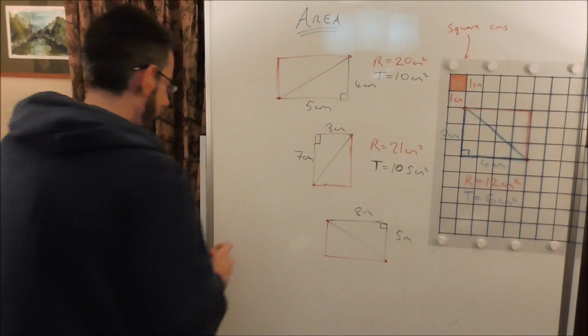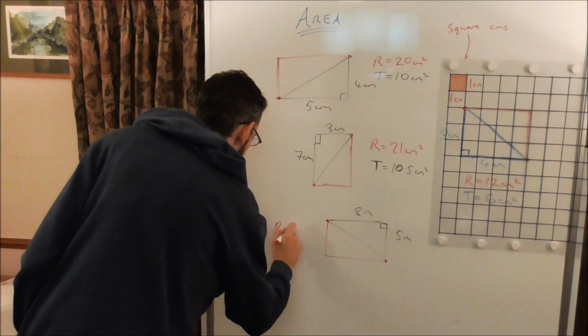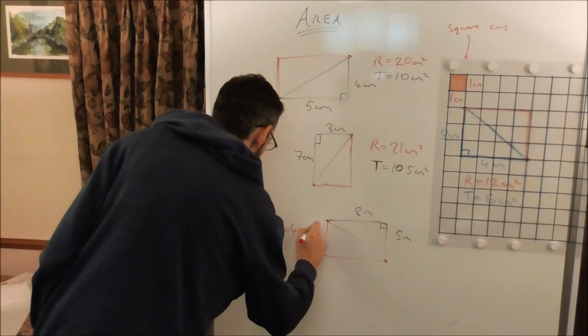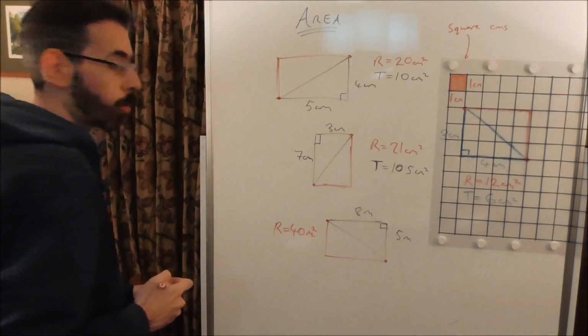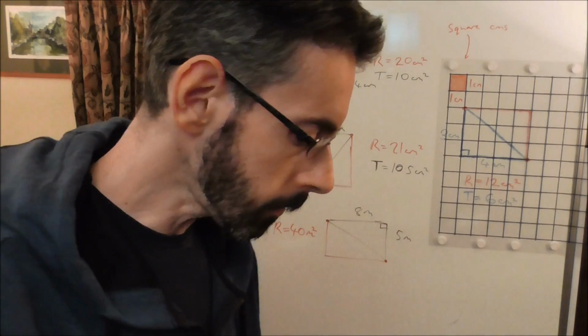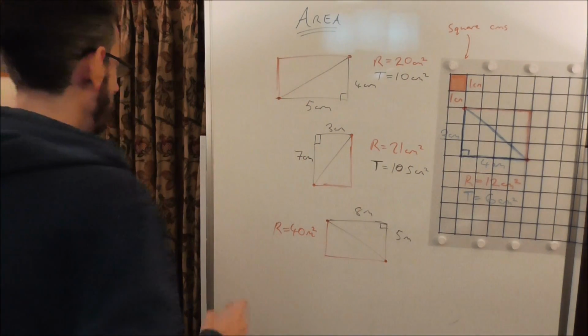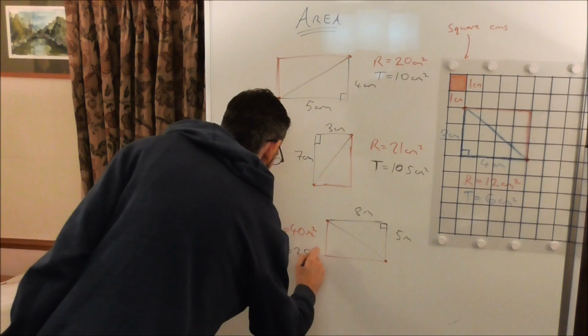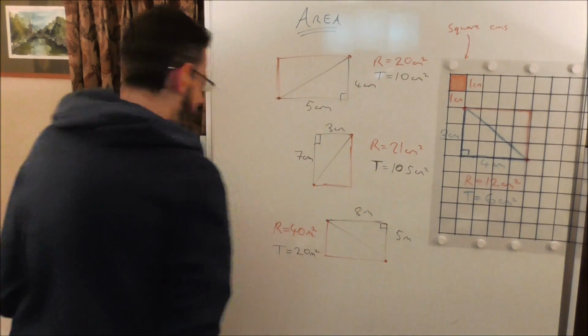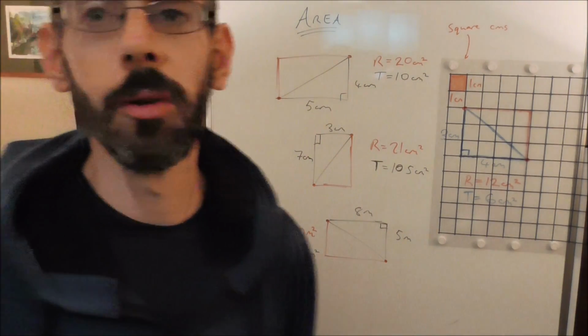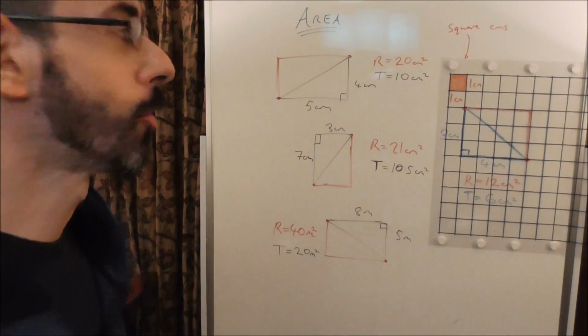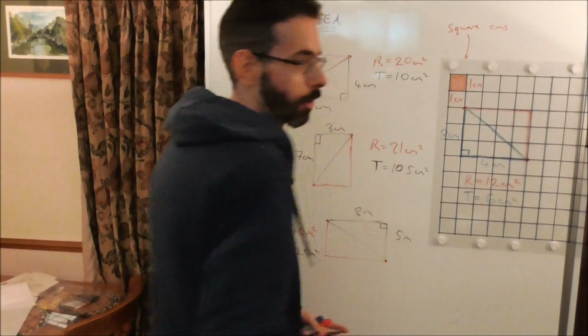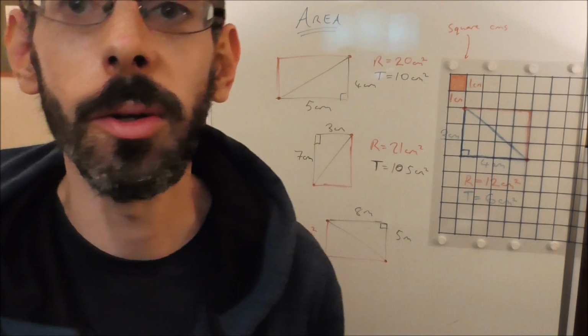The area of the rectangle is just 8 times 5. So that's the length and the width. So 8 times 5 is 40 square metres. So the area of the rectangle is 40 square metres. So the triangle half the size, just have to halve that. So the area of the triangle is 20 square metres. So to find the area of a right angled triangle, you just form a rectangle that's twice the size. You work out the area of the rectangle and then you halve the answer.